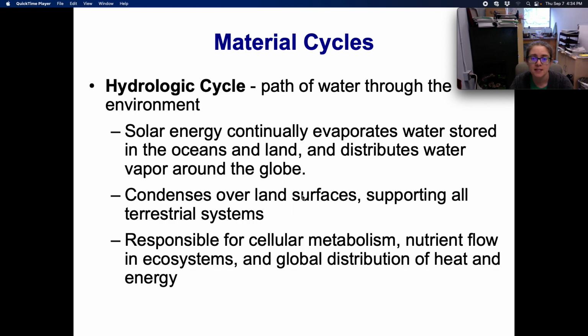So that water that's in the air condenses over land surfaces and then rains or precipitates down as rain or snow or hail or sleet or all those different forms of precipitation that we know about. And that water is really important for all these terrestrial systems. Water is important for cellular metabolism, for nutrient flow in ecosystems, and the global distribution of heat and energy.